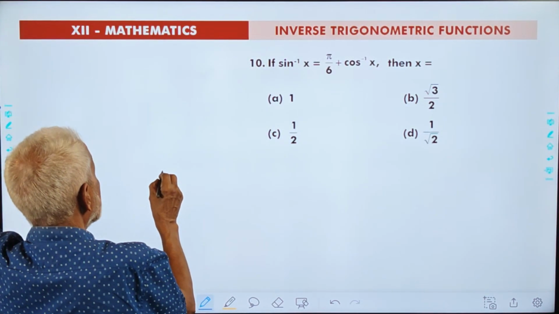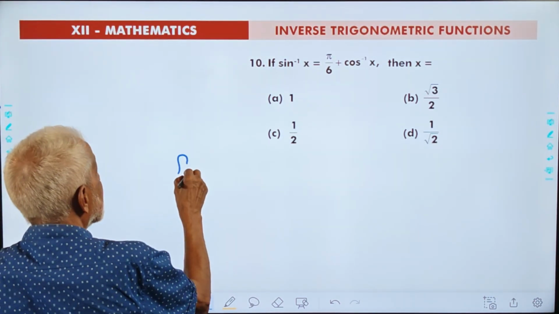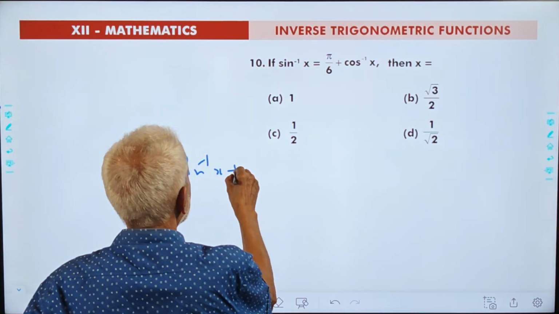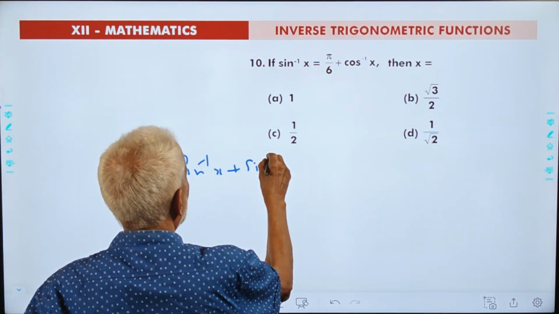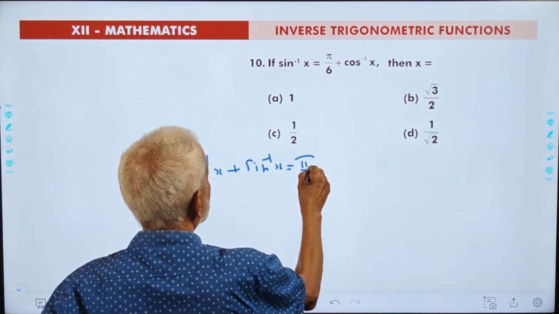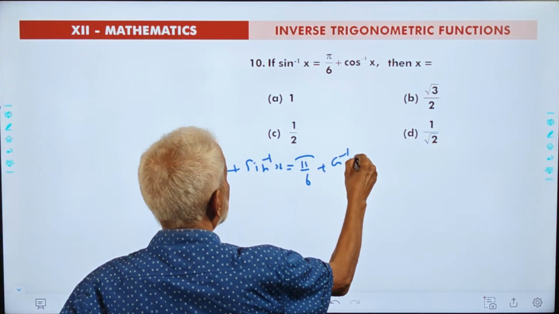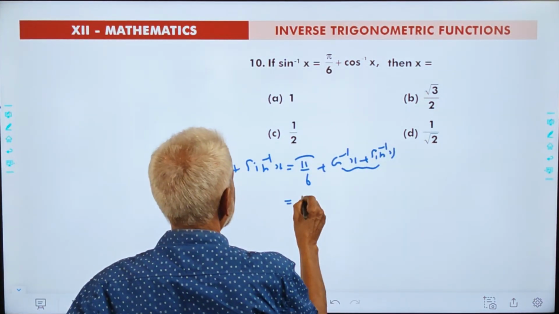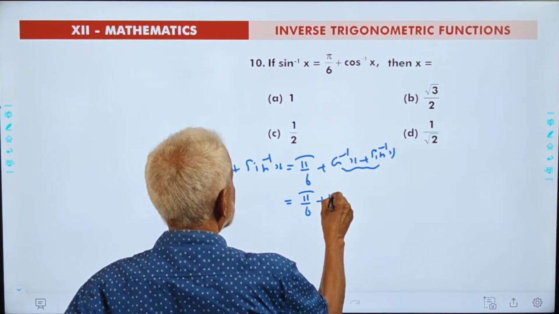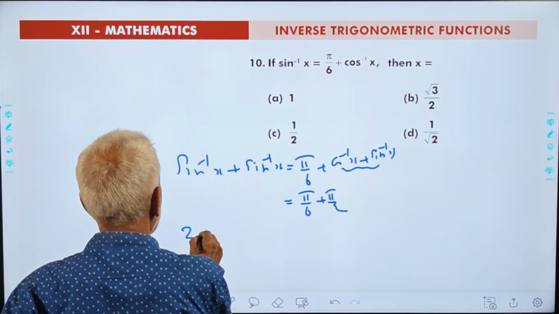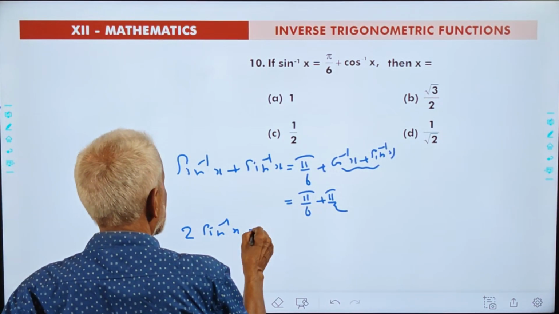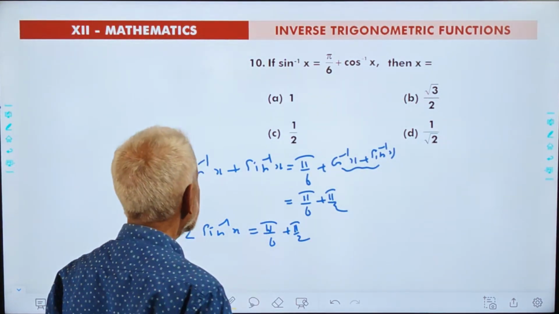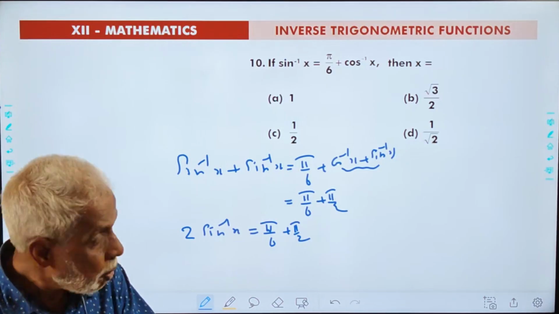We are given sin inverse x equals pi by 6 plus cos inverse x. Adding cos inverse x on both sides, we get sin inverse x plus sin inverse x equals pi by 6 plus cos inverse x plus sin inverse x. Cos inverse x plus sin inverse x is pi by 2. Therefore, 2 sin inverse x is equal to pi by 6 plus pi by 2. Then the correct answer is root 3 by 2.